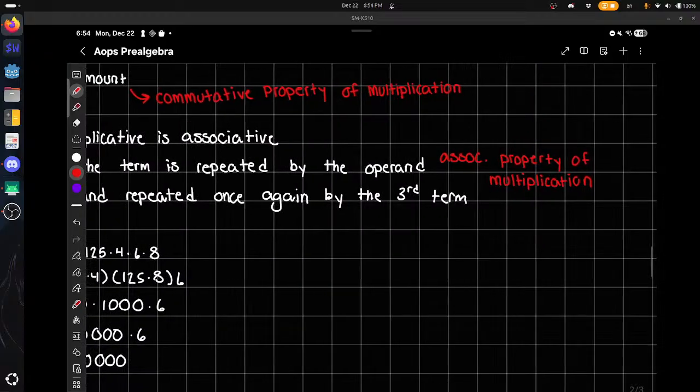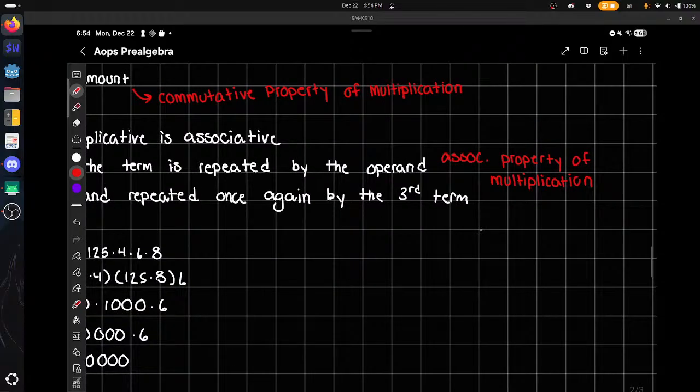And now we have another new property that we can add. So when these are grouped, a times b times c, well, it's the same as a times b times c. See how the numbers don't move around? They're the same, a, b, c, a, b, c. But we've just grouped them differently.